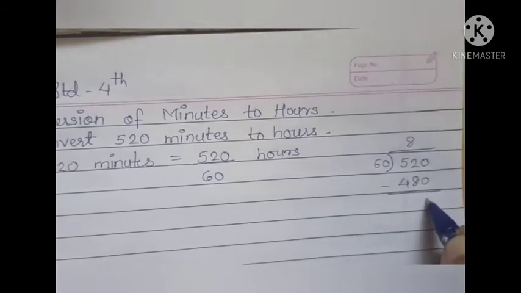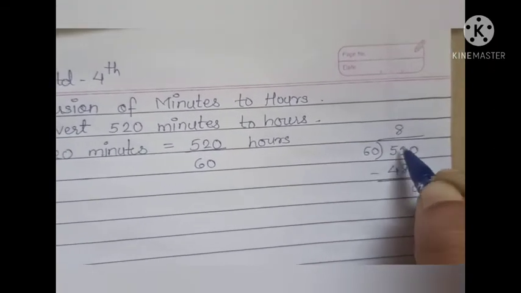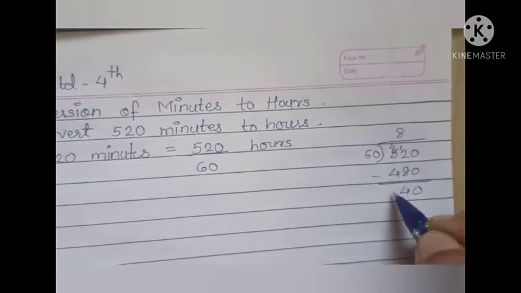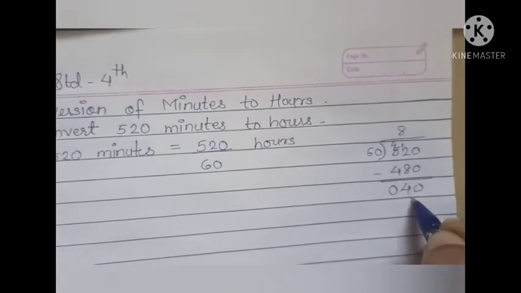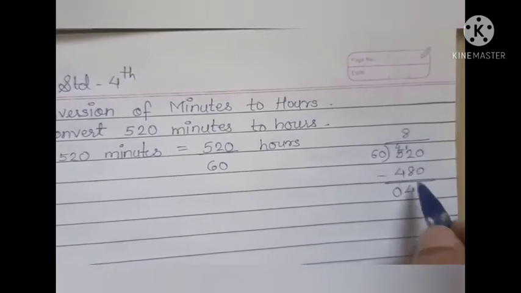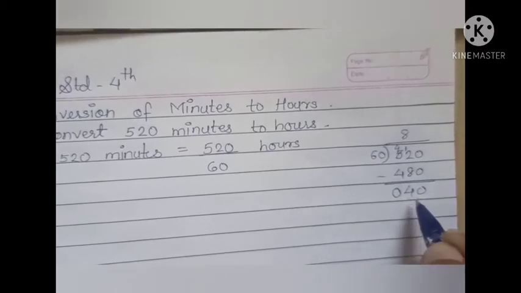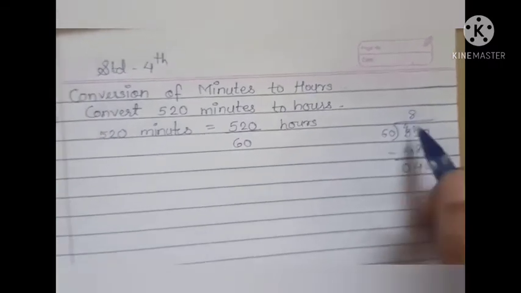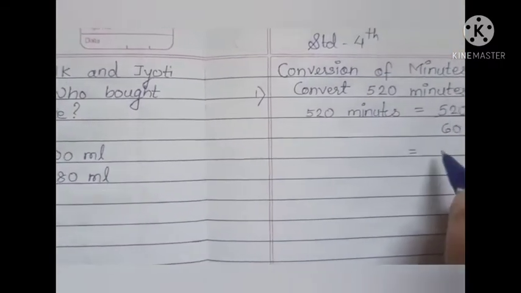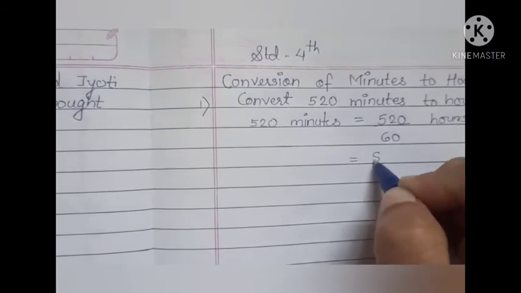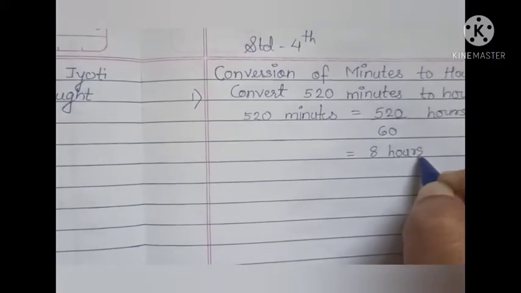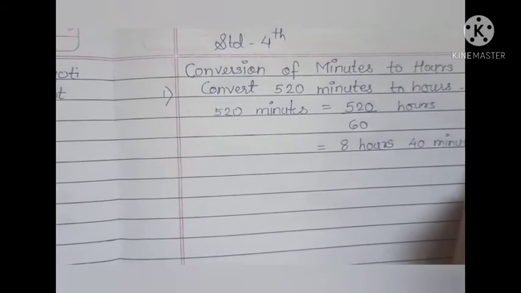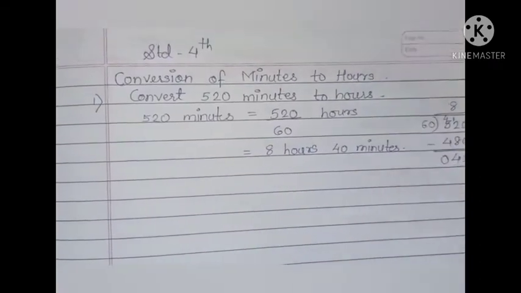480, right? From 0 we cannot subtract 8, so I borrow 1. This becomes 4 here. 12 minus 8 is 4 and 4 minus 4 is 0. So 40 is the remainder. We cannot subtract this 40 since 40 is smaller than 60. So this 40 will remain in minutes itself, and this 8 has got converted into hours. So 520 minutes means 8 hours 40 minutes. Okay students, it is 8 hours 40 minutes.